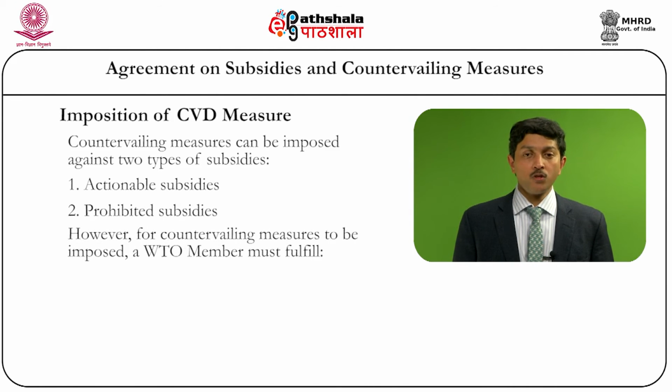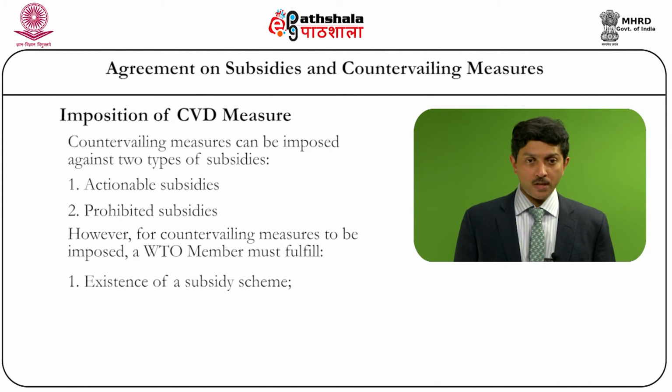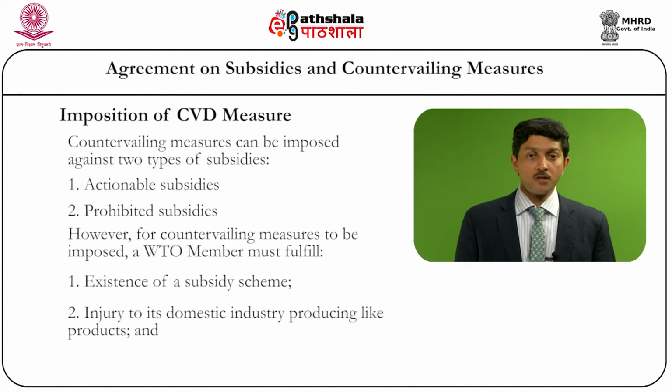However, for a countervailing measure to be successfully imposed, a WTO member must fulfill the existence of the subsidy scheme, then a material injury to the domestic industry producing the like product in the importing country, and a causal link between the existence of the subsidy and the material injury suffered by the domestic industry. So, in a way, the conduct of the CVD investigation is fairly similar to the conduct of the anti-dumping investigation, which we discussed a bit earlier.